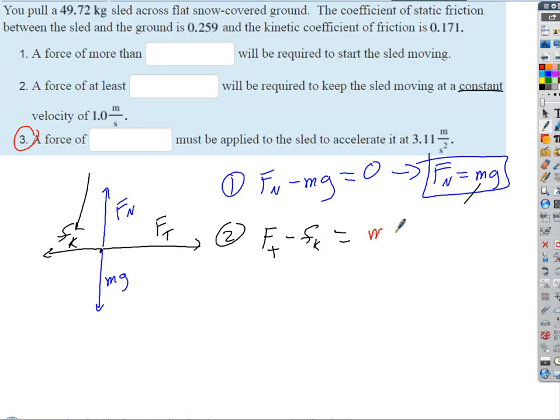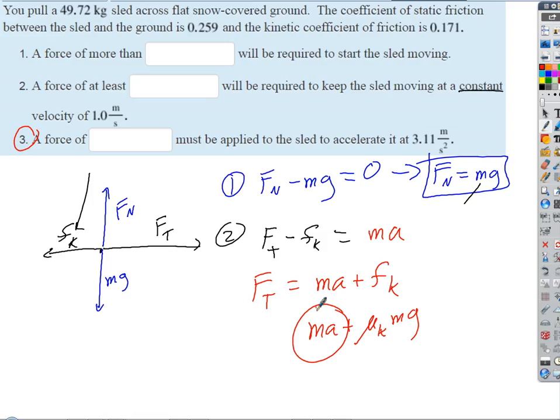So for part three, we're going to get ma, right? And so now when we solve for tension, it equals ma plus that kinetic frictional force, right? So ma plus mu sub k mg, right? So it's the same answer as part two, plus m times a, so 49.72 times 3.11, right? We've got a certain amount of force to keep it moving at constant speed to overcome the kinetic friction, and some more force required to provide that additional acceleration.